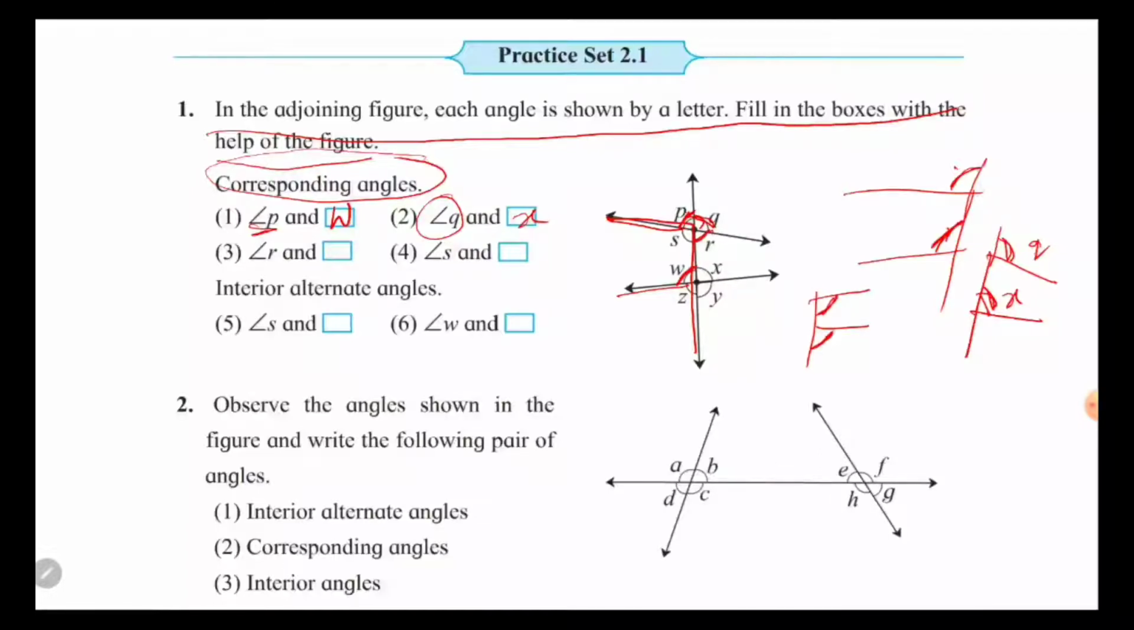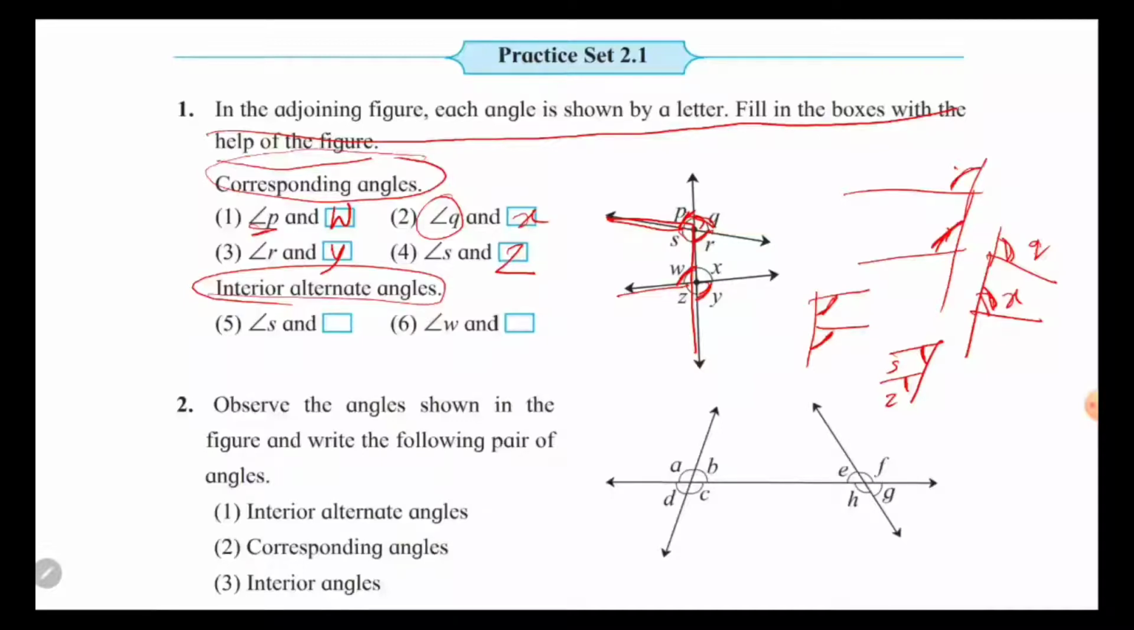नीचे वाला आएगा. This is R, so this will be Y. Y will be the corresponding angle. Now next is angle S. You can see that angle S is here, so the F is like this. So ये हो गया S and this will be Z. So S and Z will be what? Corresponding angles.